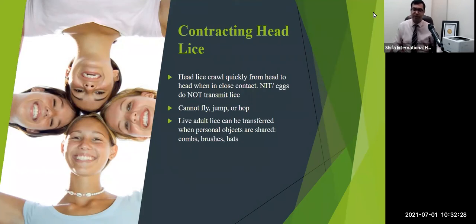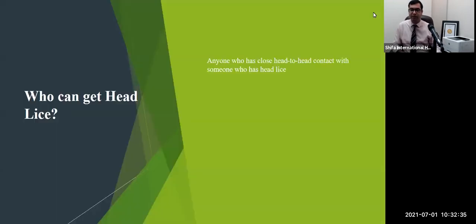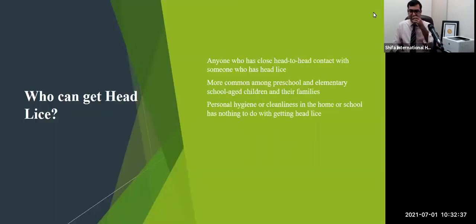That's what I tell my patients here. Please separate your brushes. Don't use hats or head scarves and don't share them with other people. The other route is close head-to-head contact, mostly in schools if the kids are playing together. Now obviously with COVID, we have social distancing, so that's a bit more protective for our patients. Personal hygiene is always significantly better for all of us. Head lice cannot live and reproduce on animals, only on humans, so just bear that in mind.